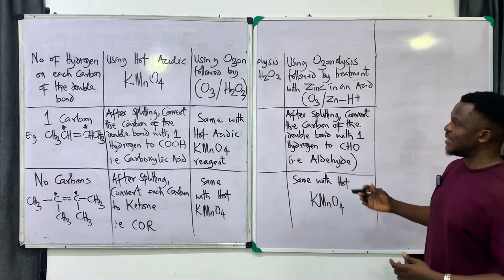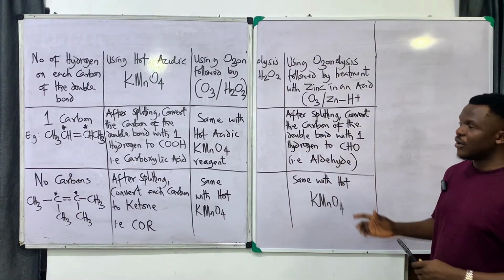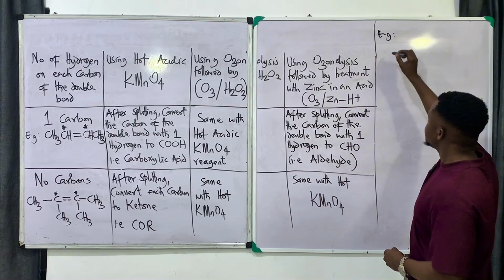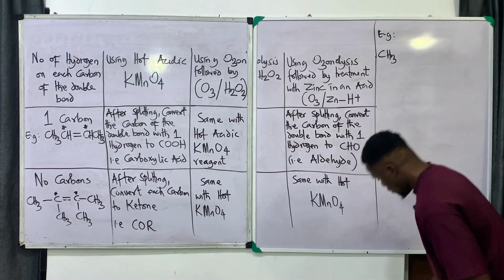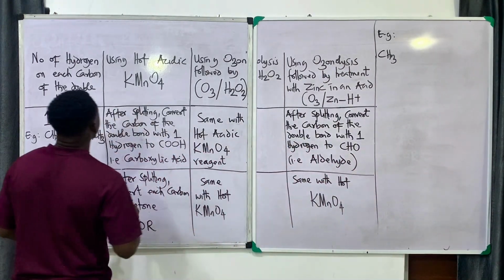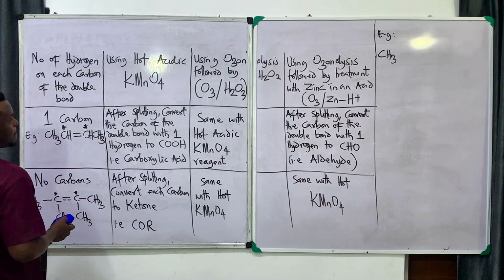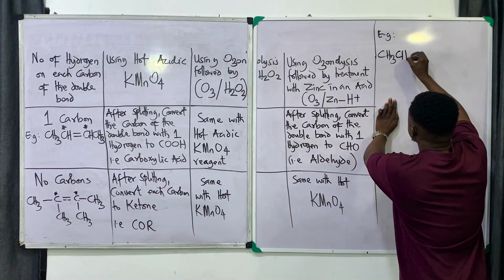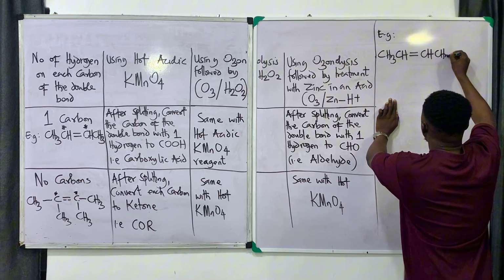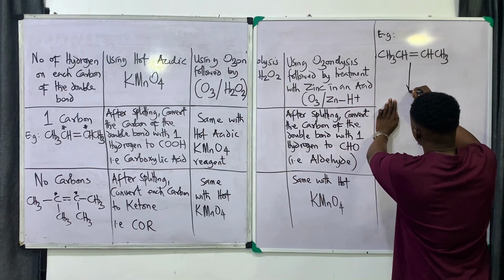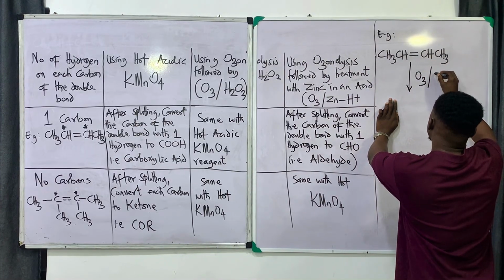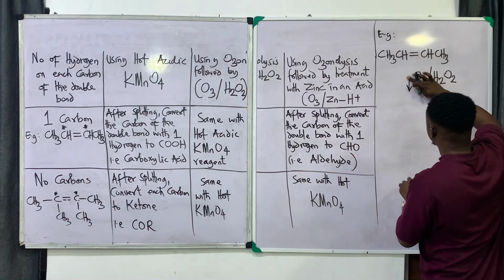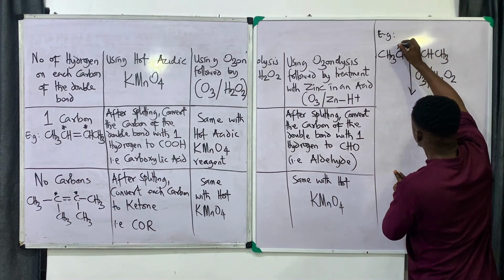So for us to understand this better, I'll be taking an example so that we understand this much better. So let's take this example. CH3, CH. Now when I react this guy with, remember these two carbons, they're having one hydrogen each, so I put asterisks here.